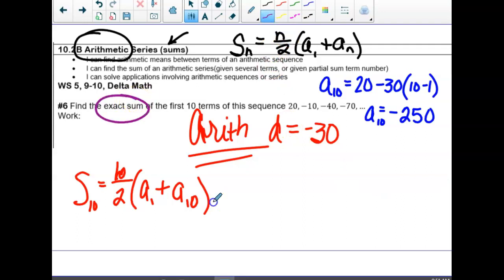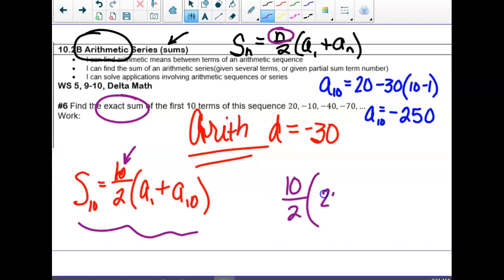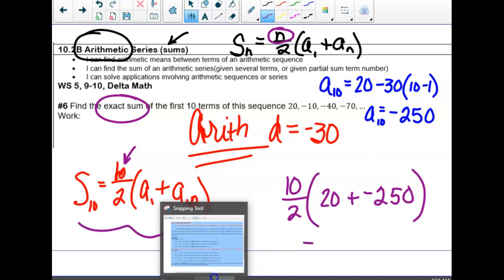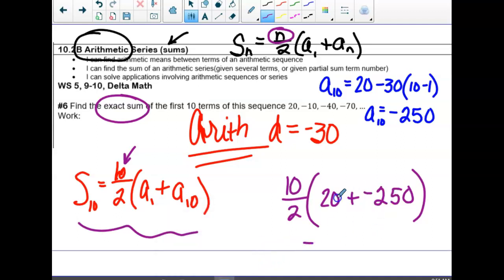Find the exact sum. So now we have to switch over to the sum formula. And remember, the n up here is the term number. Since we're finding 10 terms, it is a 10. So we have 10 over 2, the first term plus the last term. I'm thinking negative 1,000 something. This would be negative 230 times 5. Negative 1150. Really? That was a guess.